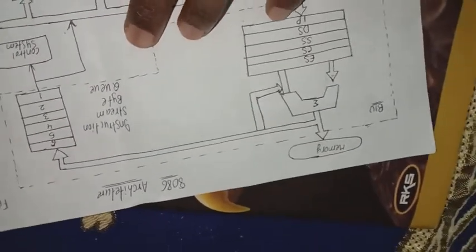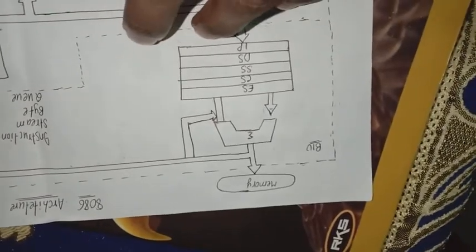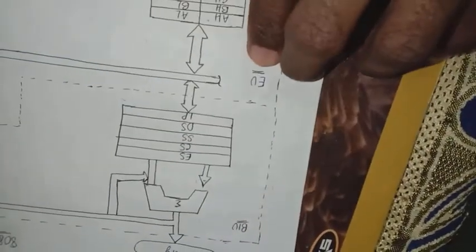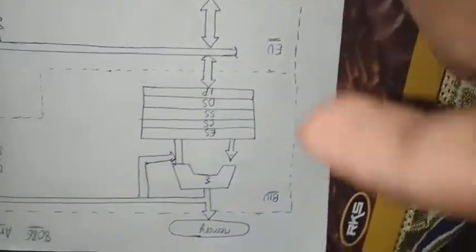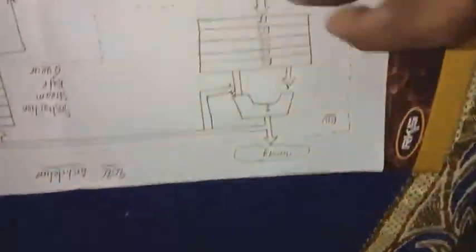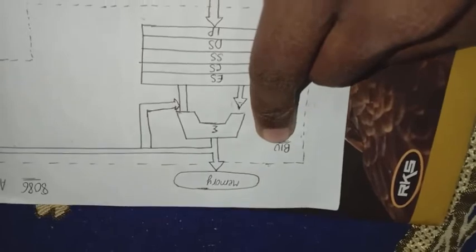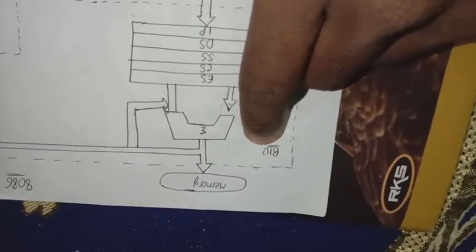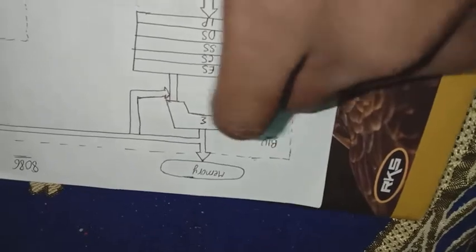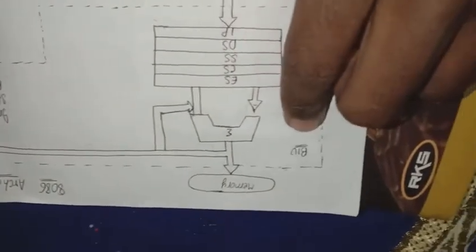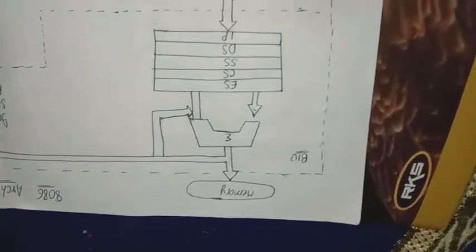Now let's discuss 8086 architecture. 8086 architecture basically contains two units: the BIU and the EU. You can see here BIU and EU. BIU means fetching data. It fetches the data and stores it in this queue. Its work is to fetch the data from the memory and store it in the queue.